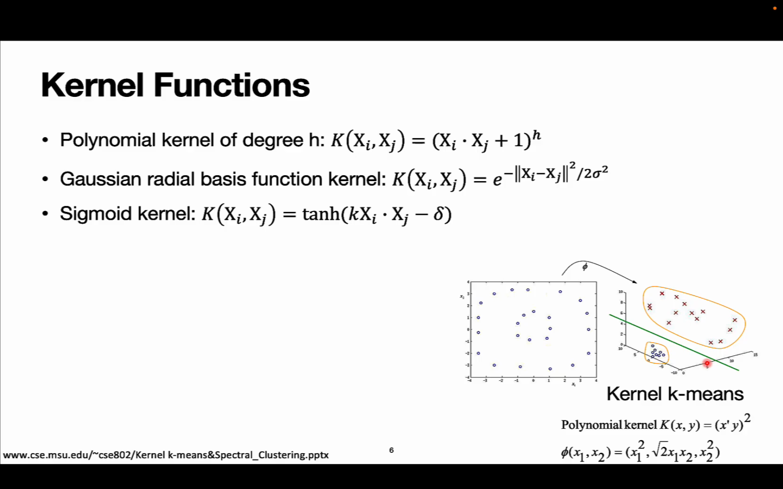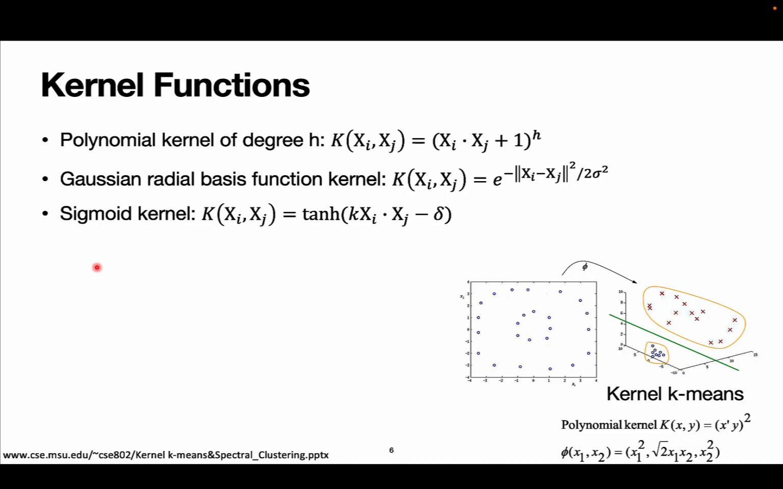The second kernel is the Gaussian radial basis function, or RBF, given by the formula e to the power of the negative of the squared difference between the feature vectors over 2 sigma squared. And this RBF kernel measures similarity based on the distance between the data points. So the closer points will have higher similarity, and it's widely used for detecting nonlinear structures.